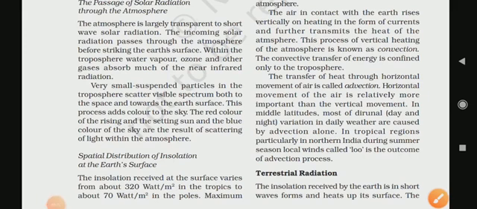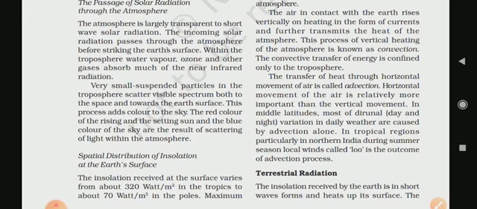Very good morning, students. This is the third part of this chapter, solar radiation, heat balance, and temperature. Today we will discuss the topic: spatial distribution of insolation at the Earth's surface.